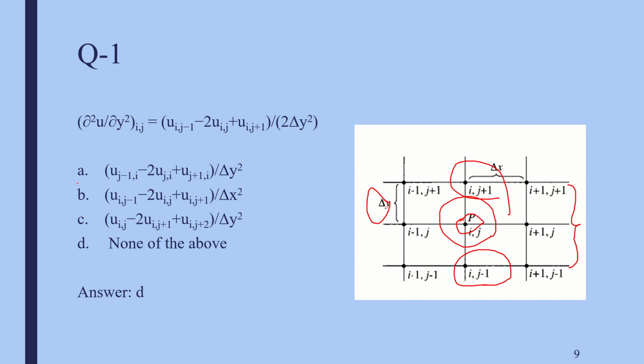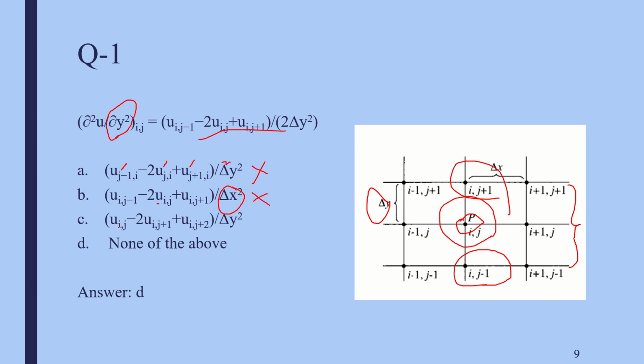If we look into the options, we can see that u(i,j-1) is there, u(i,j) is there, u(i,j+1) is there, but the 2 is missing here in option A, so this is not the right answer. In the second one, u(i,j-1) is there, 2u(i,j) is there, u(i,j+1) is here, but Δx² is given, which is false because the question is about ∂y². So option B is again wrong.